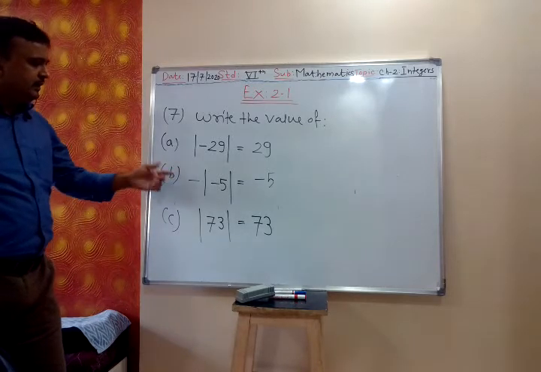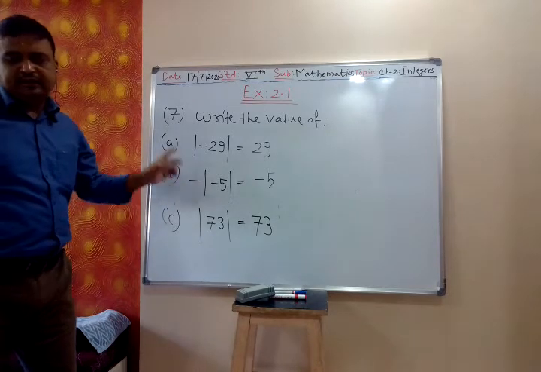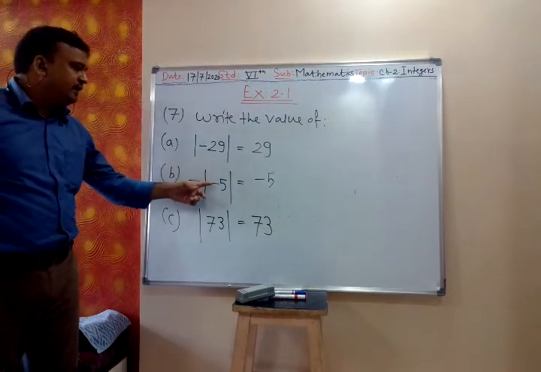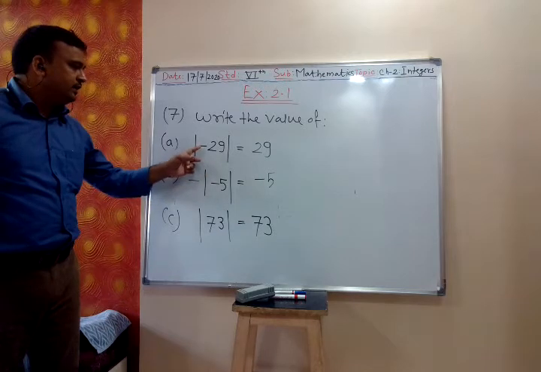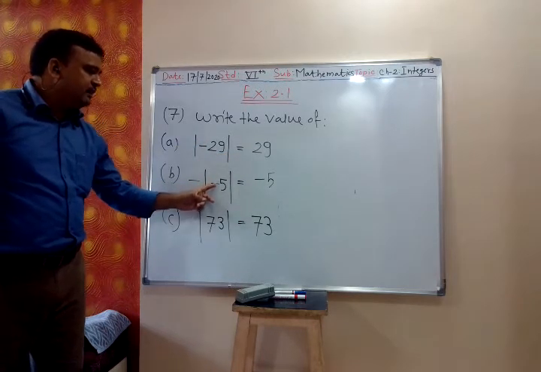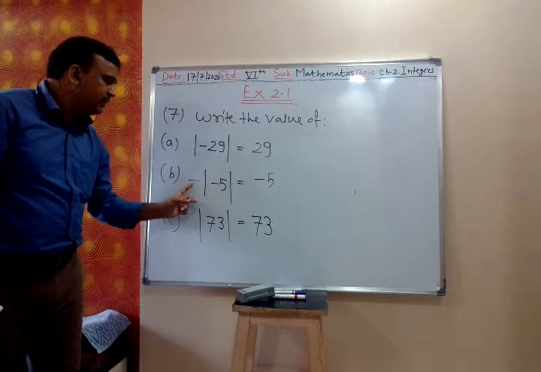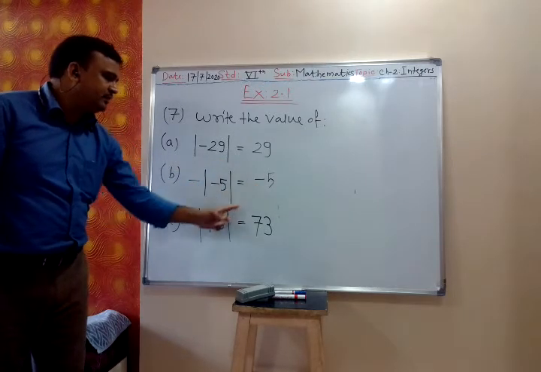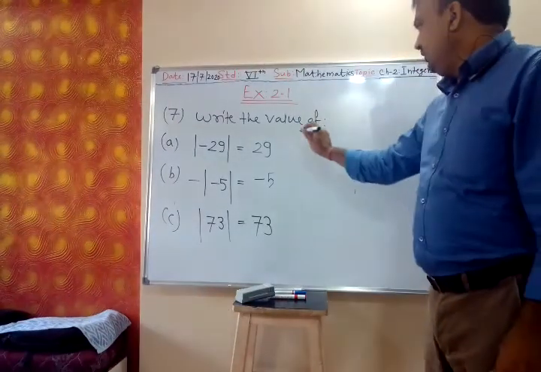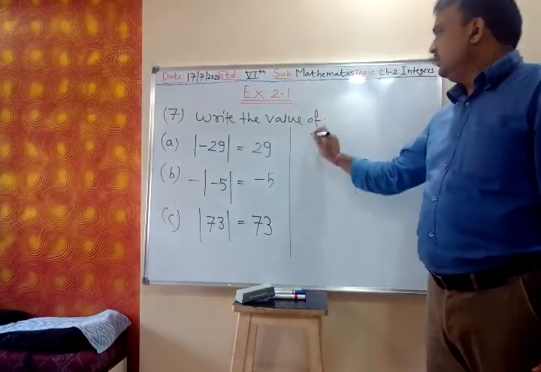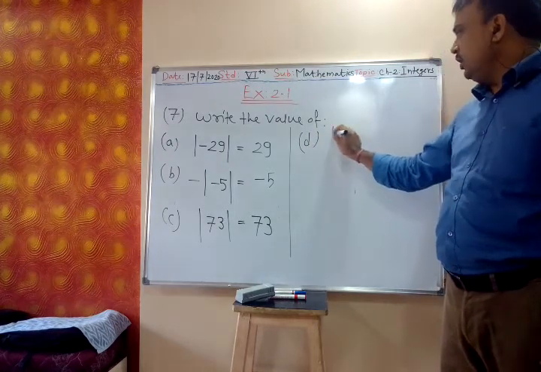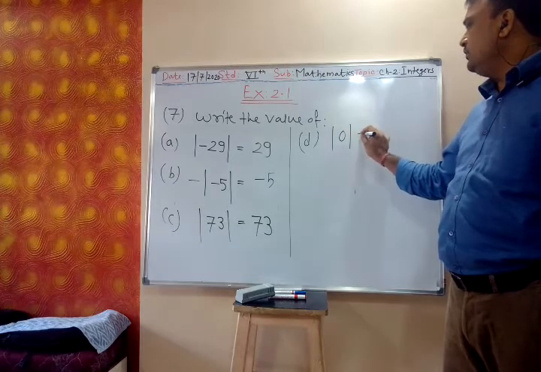Minus, because the outside sign will stay as it is. The outside sign does not change; only the sign inside the modulus changes. It is minus inside, so I will write plus 5, but outside it is minus, so I will write minus 5. Now D: mod of 0 will be 0.